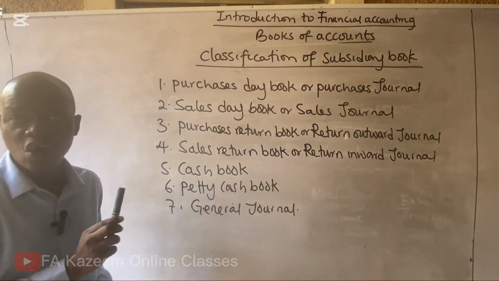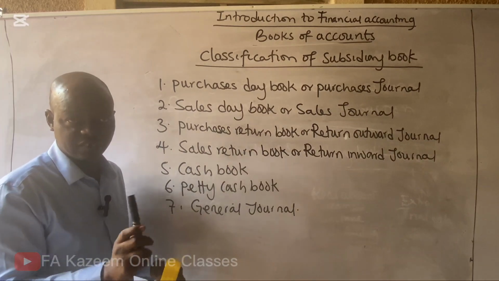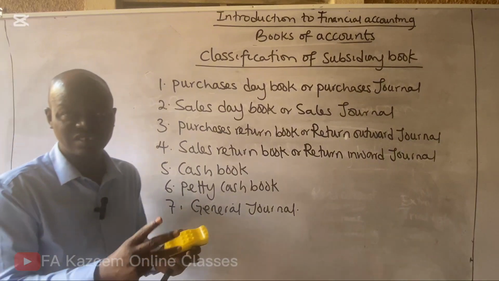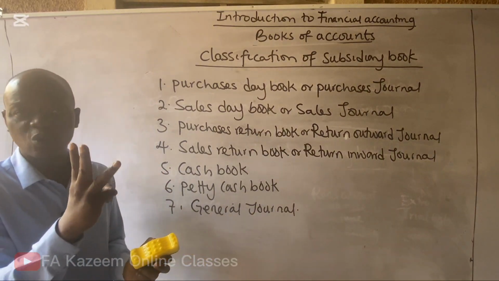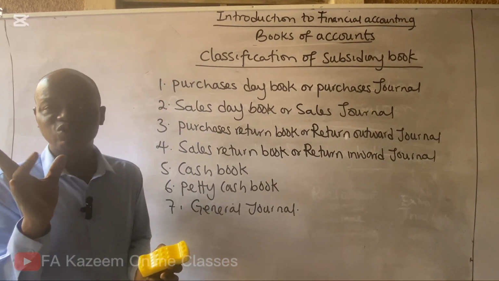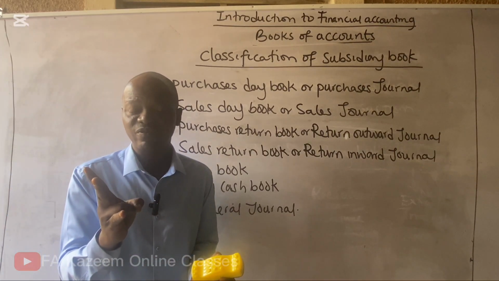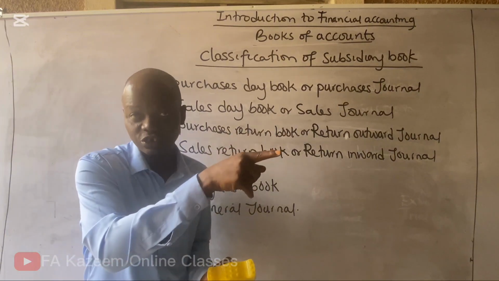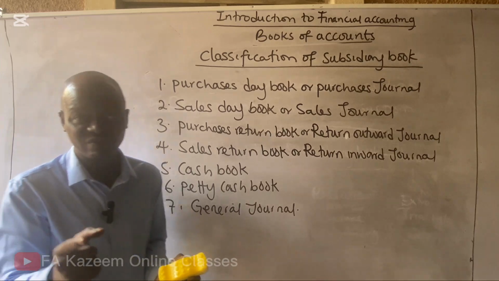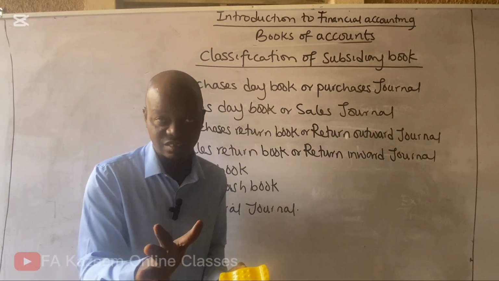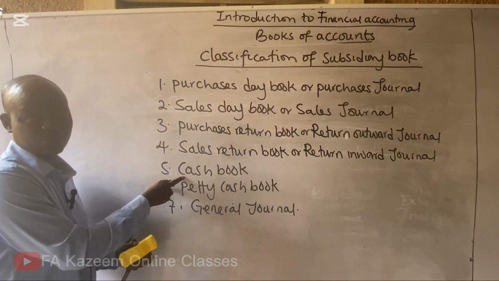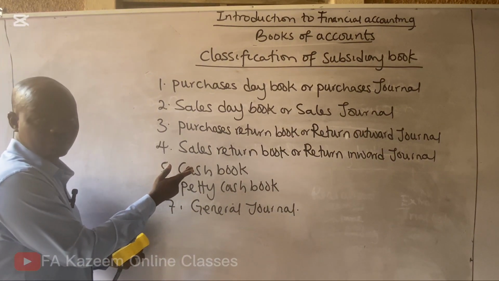Number 5, all cash transactions in your organization are kept in the cash book. And the cash book is categorized into 3. We have the single column cash book when transactions involve cash only. We have the 2 column cash book when transactions involve cash and bank. And we have the 3 column cash book when transactions involve cash, bank, and discounts.